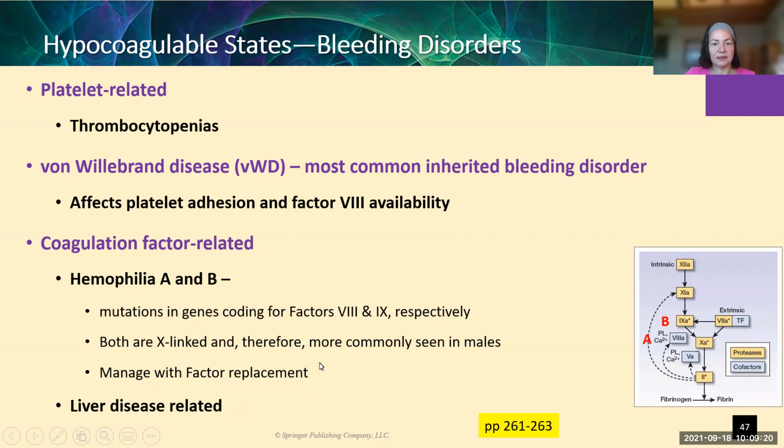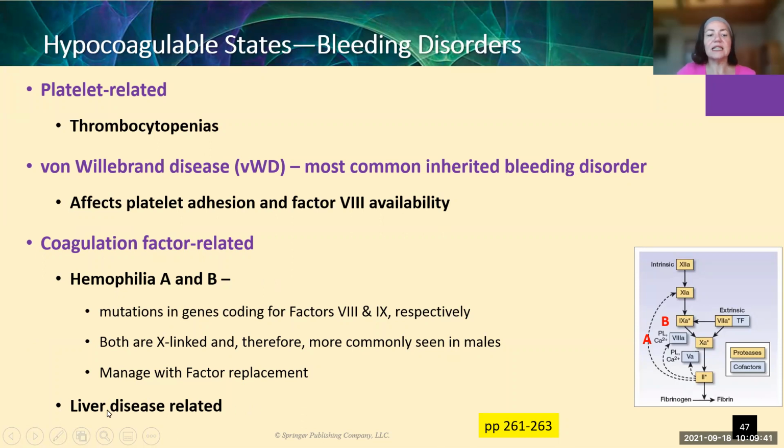And as an aside, it's factor 11 that's affected in hemophilia C. That one occurs on a different chromosome, and so you see it equally frequently in males and females, but it's less common altogether than either hemophilia A or B.